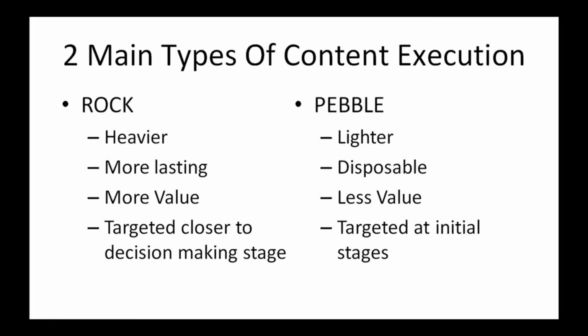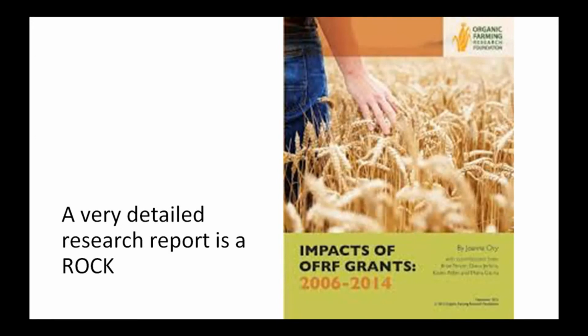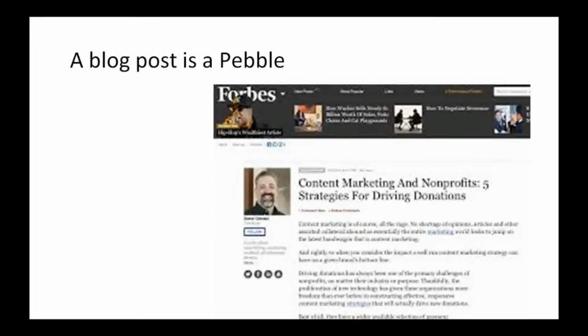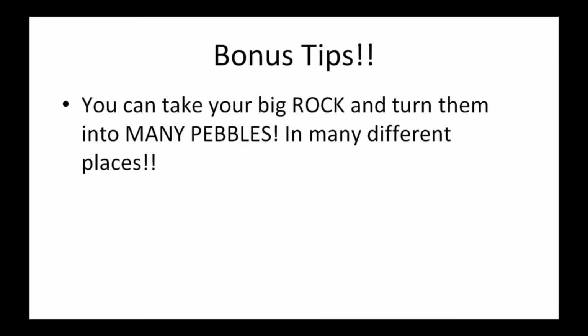On the other hand, pebbles are lighter, disposable, less value, and targeted at initial stages. Simply said, this type of content execution is more superficial, provides less value, and is more of an introduction to a larger thing. An example of rock is a very detailed research report, whereas an example of a pebble is a blog post. However, you can actually break your big rock and turn it into many pebbles and place them in many different places. Meaning, even if you have a huge detailed content, you can turn it into many mini contents or topics and show them in many different platforms.